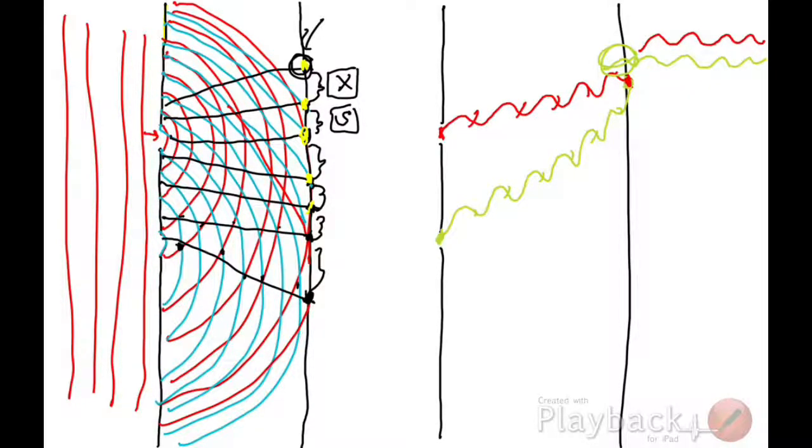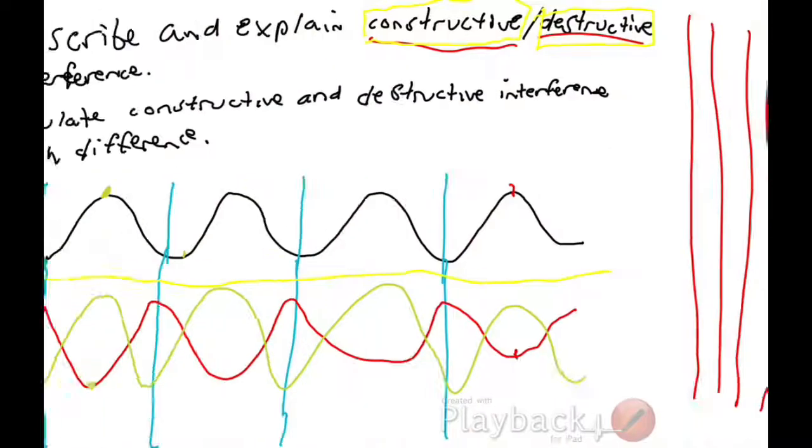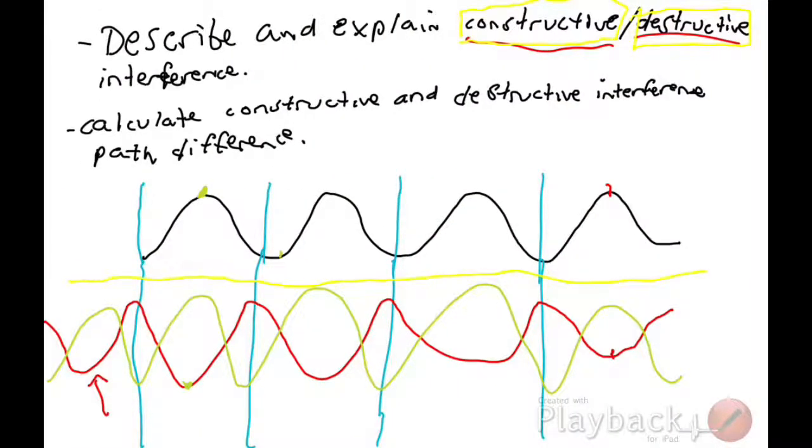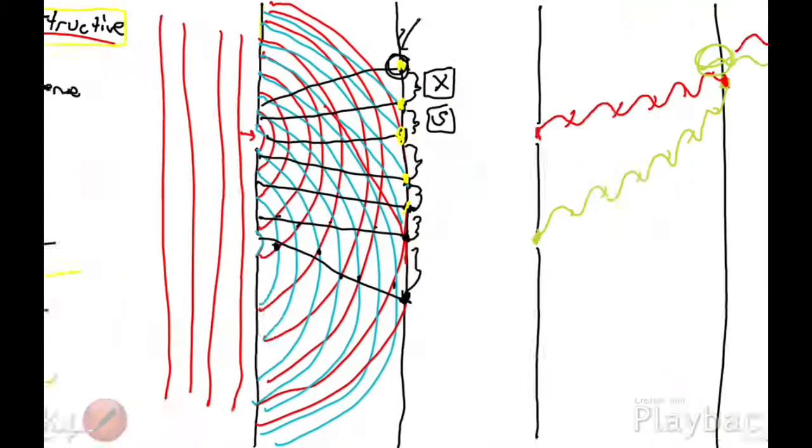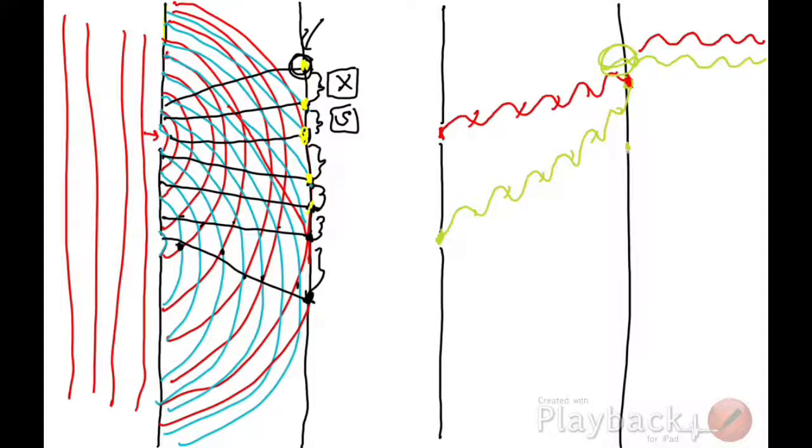And so the constructive path difference is actually equal to an equation. We can figure out what that is. There would be a point down here, and we could do the same thing.